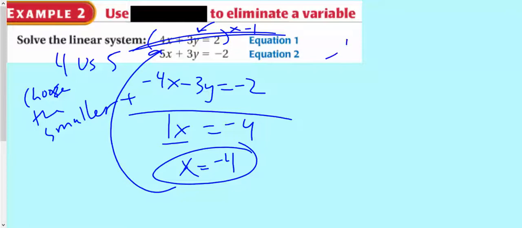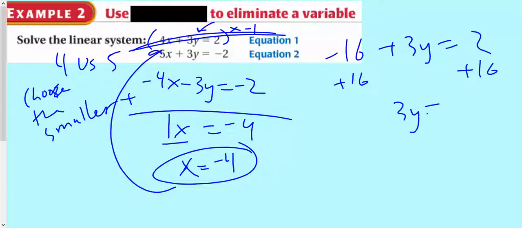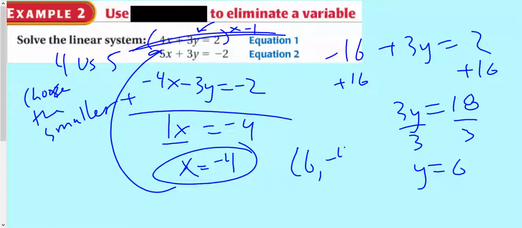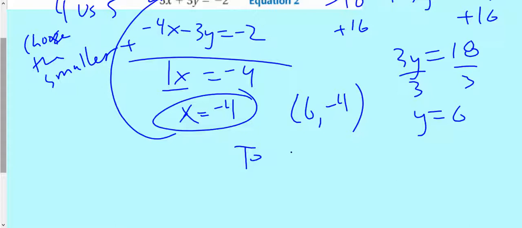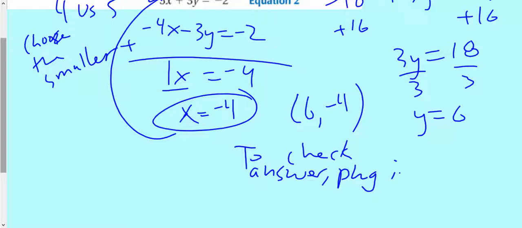4 times negative 4 is negative 16, plus 3y equals 2. So add the 16 to both sides. 3y equals 18. Divide by 3. y equals 6. And just like before, you can check your answer. Plug in your solution to both equations.